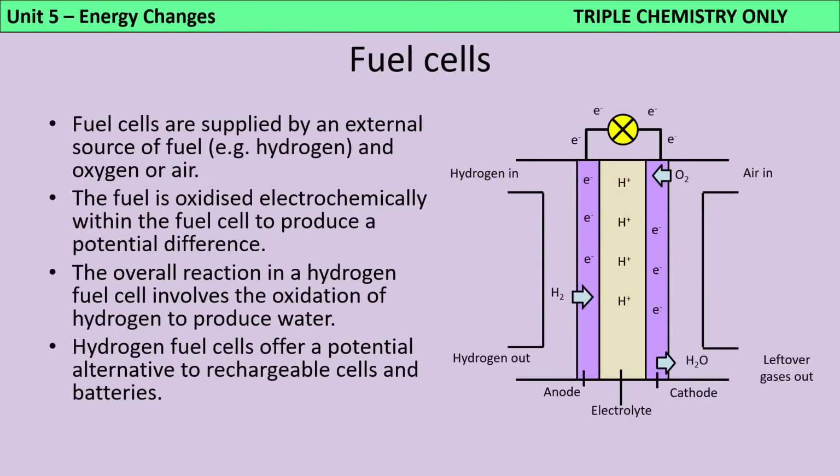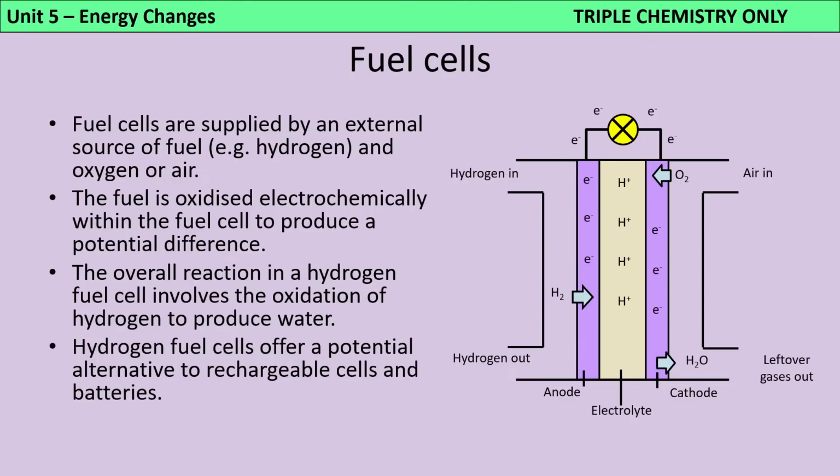Then fuel cells are quite different to chemical cells and batteries. So whereas with a chemical cell or battery, you have a certain volume of fuel that you're starting with, and once it's used up, it's done and it's finished. With a fuel cell, you are continuously supplying it with an external source of fuel. Hydrogen fuel cells are a really common example of this.